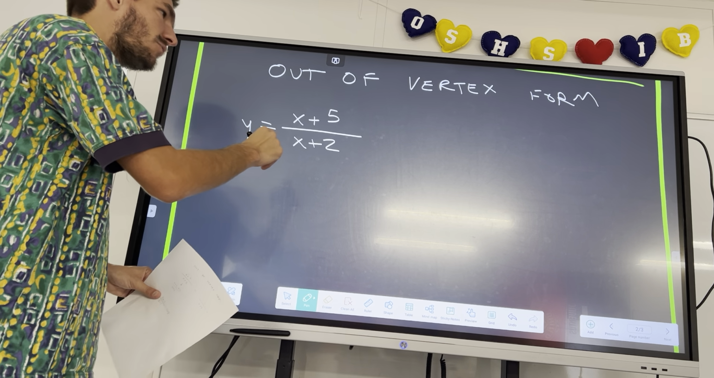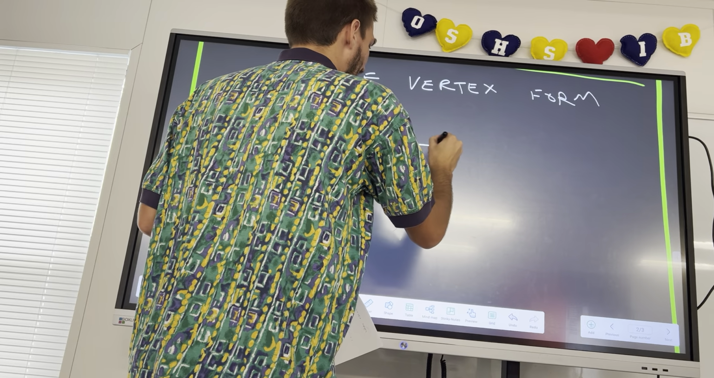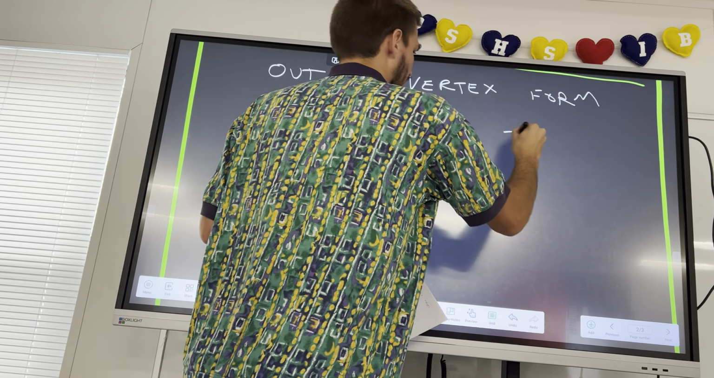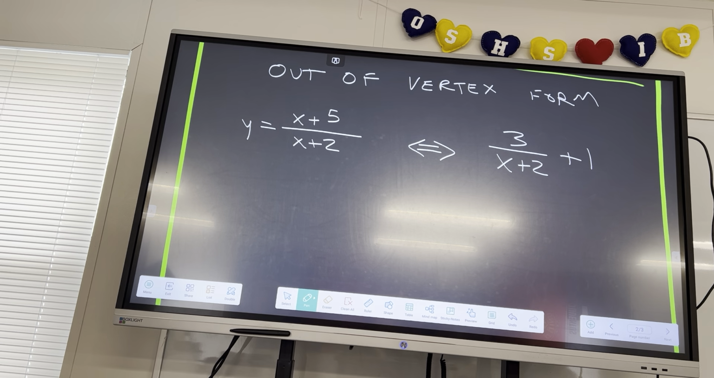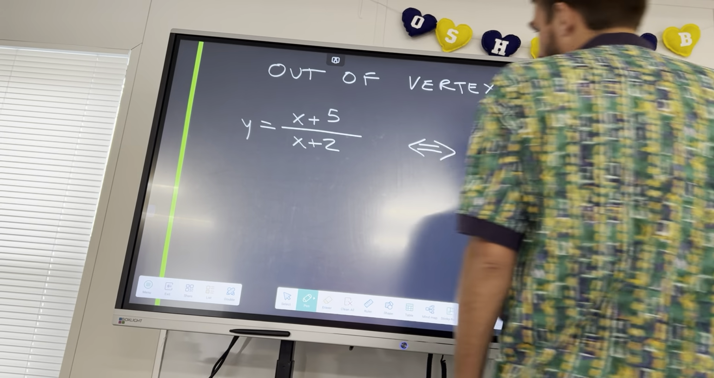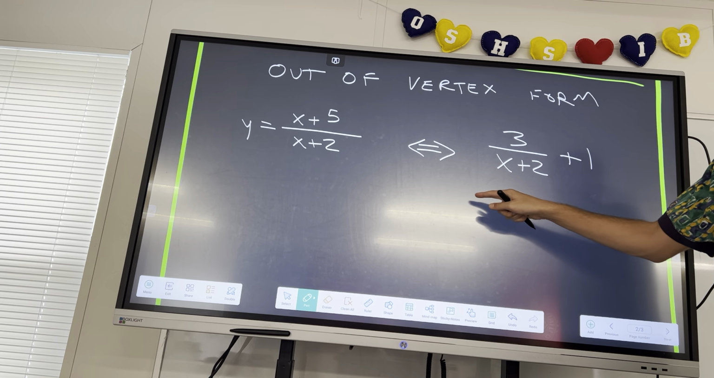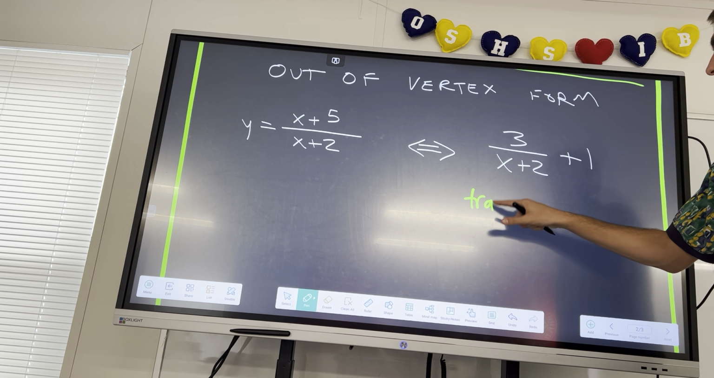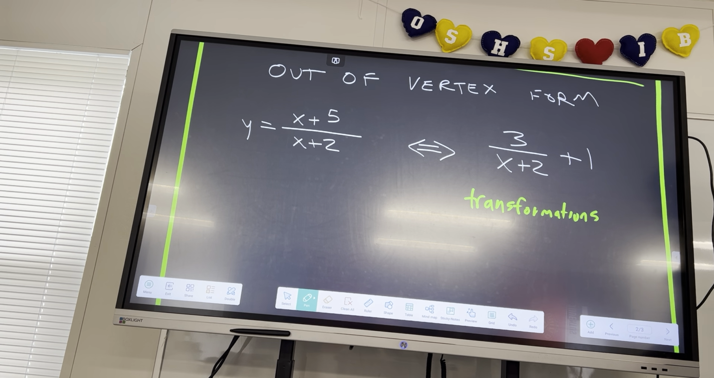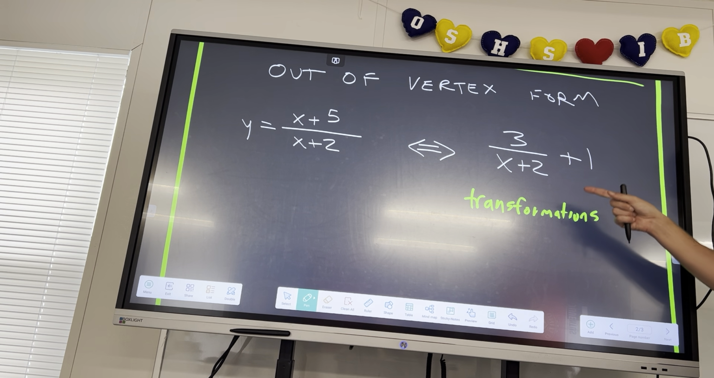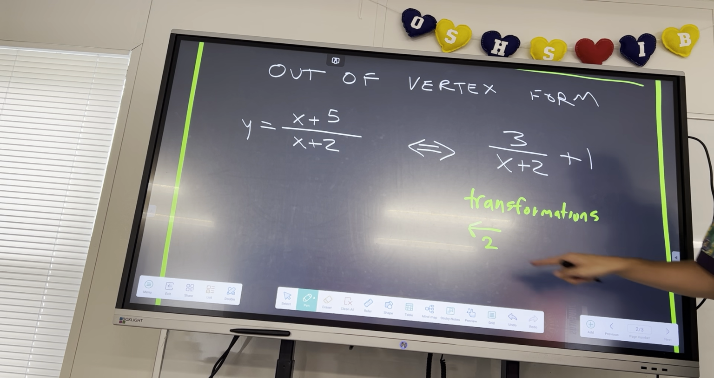So this equation right here is the same exact thing as this equation. And so if we wanted to talk transformations of this original, we could ask, what are the transformations? Are we going left, right, up, or down? Give it to me quick so I trust that you know what you're doing. Left, right, up, down? Left 2. Are we going up or down?